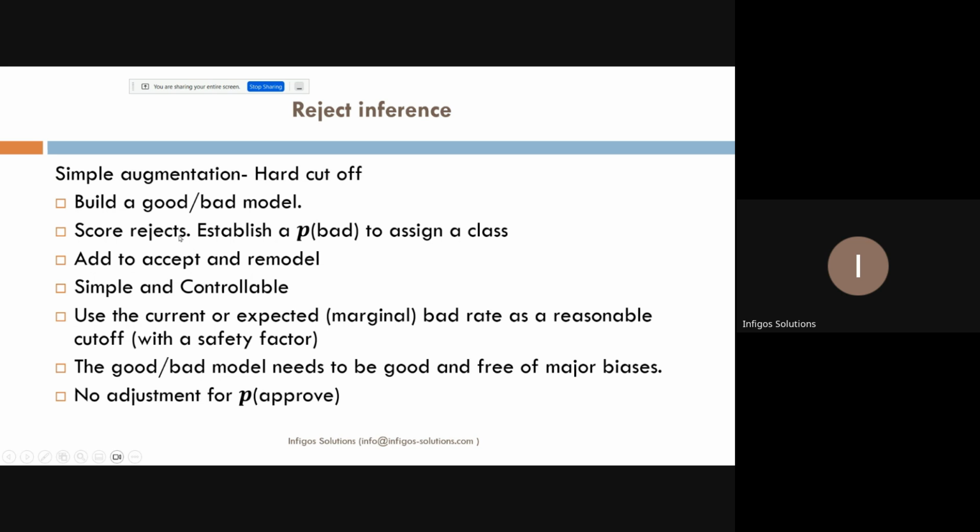So you will make a model, you will set a cutoff of the probability to assign a class. Above this probability, people are bad. Below this probability, people are good. And then you combine that reject with the good-bad model and make a model again. And this is very simple and very easy to do.